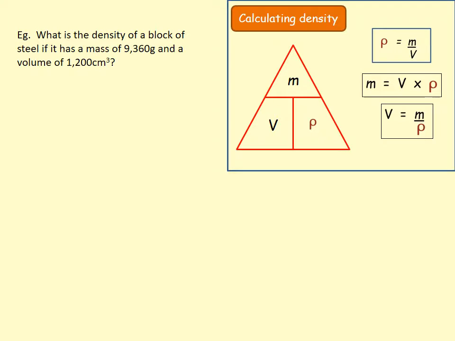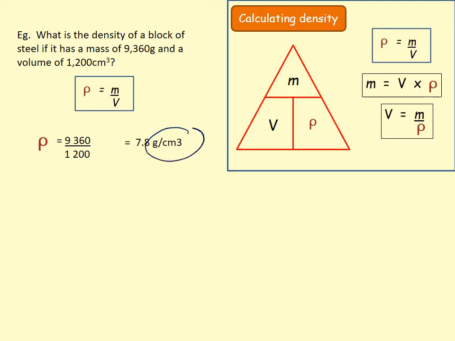Okay, so welcome back. The first thing we have to do is really tear apart the question. We want to find the density. We have a mass and a volume. So the equation we should use is the first one. Rho, or density, equals mass divided by the volume. So rho will equal the mass of the object, 9,360, divided by the volume of the object, 1,200, which will be equal to 7.8 grams per centimeter cubed. Remember, of course, you also need the units.